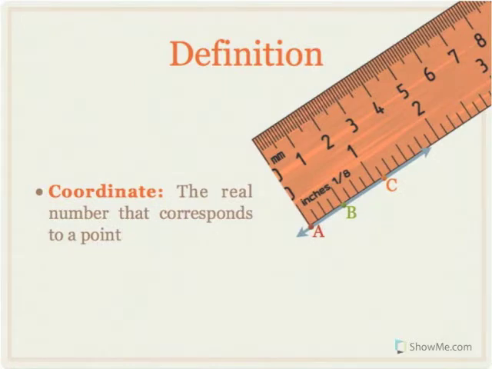Now let's look at our first definition for today. The coordinate is the real number that corresponds with a point. So you'll notice here that A is right on the edge of our ruler. So we can say that the coordinate of A is 0, or even 0 inches if you wanted to talk about the units that we're using. Point B is at this tick mark. Well, if each tick mark is 1/8 of an inch, then B is 1, 2, 3, 4/8 of an inch, and 4/8 reduces to 1/2. So the real number associated with B is 1/2.